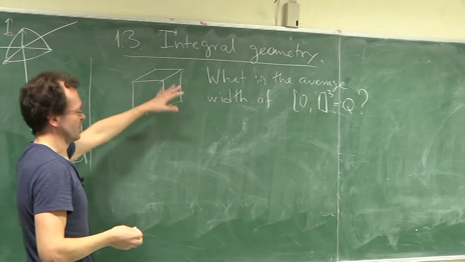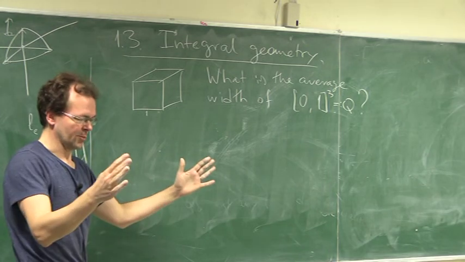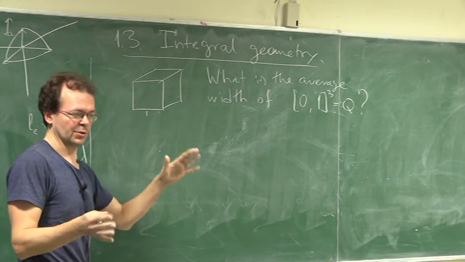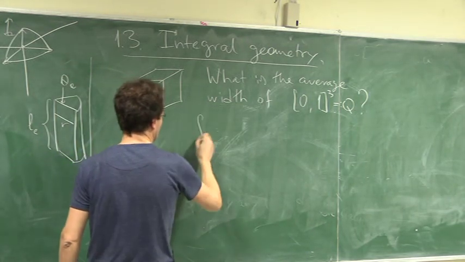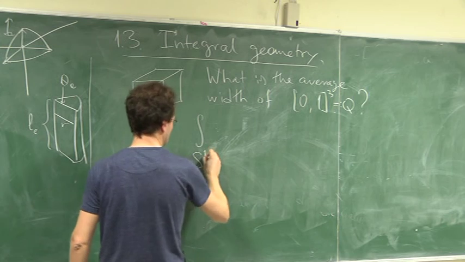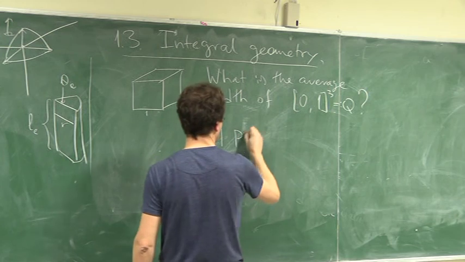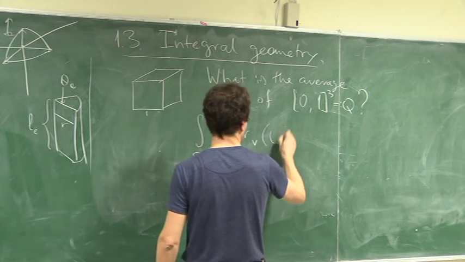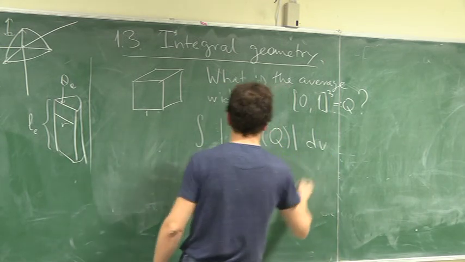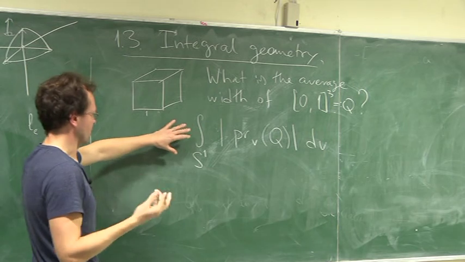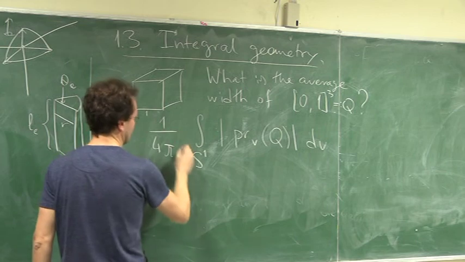I mean, that means we measure the cube, we squeeze it between two parallel planes, and that's the width in this direction, and now we take it at random. So we compute the integral over the circle of the length of the projection along the vector v of Q, and we integrate with respect to v. But since we are taking the average, we must also divide by the whole measure of the sphere, so divide by 4 pi.